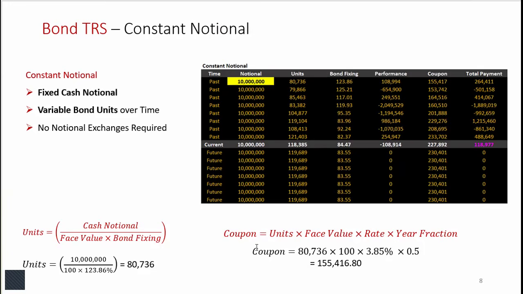And we just follow this calculation in both cases. So the coupon is units times face value times the bond coupon rate times the year fraction, and that's this number, which you'll see here. Now these numbers exactly match Bloomberg, so that's reassuring. Just so you're aware, these numbers have been fully reconciled against the Bloomberg trade venue.